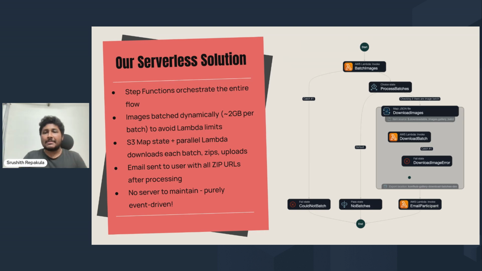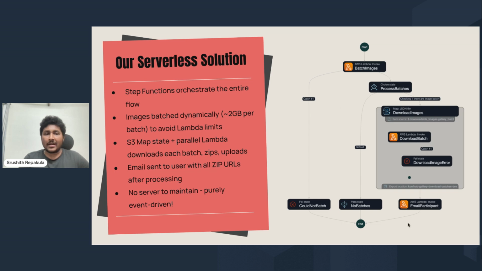This map loops through each batch and passes the batch details to the Lambda function. The Lambda function downloads that batch and creates a zip file. So it is looped through like this. Every Lambda function processes images of up to 2 GB in size and creates a zip file. This keeps happening until the batches are done.